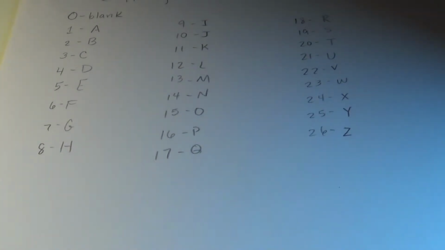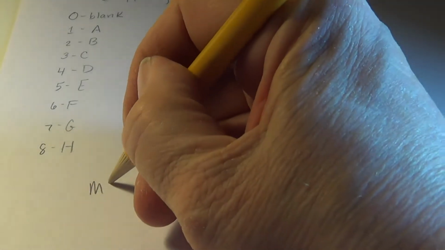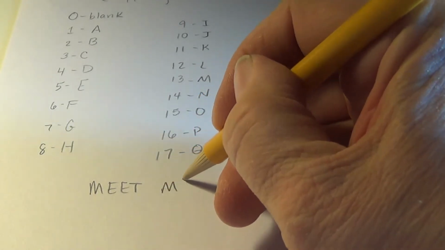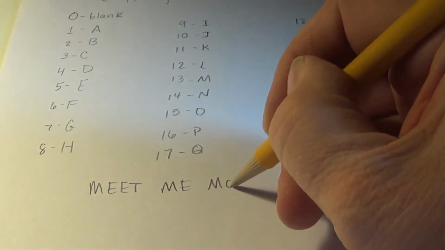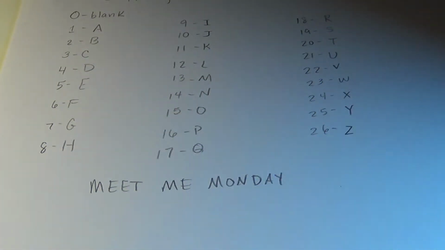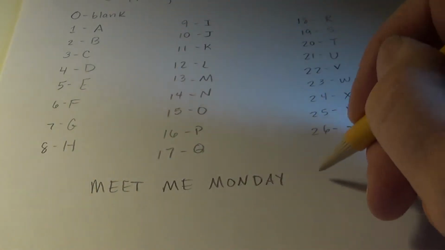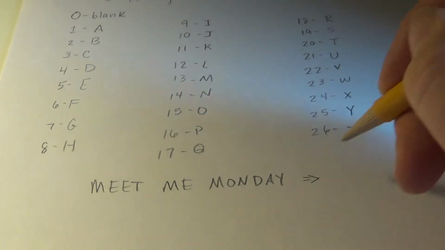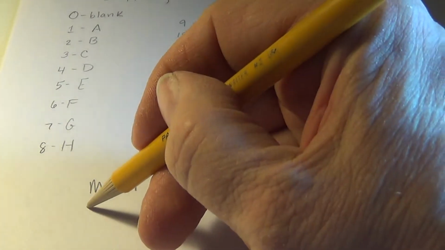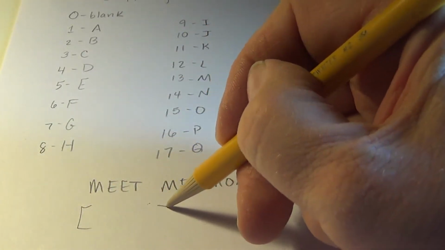So I'm going to say, meet me Monday. All right, very important message. In an uncoded way, I'm going to make 1x3s. So we're going to change this to a set of 1x3 matrices, so 1 row and 3 columns.